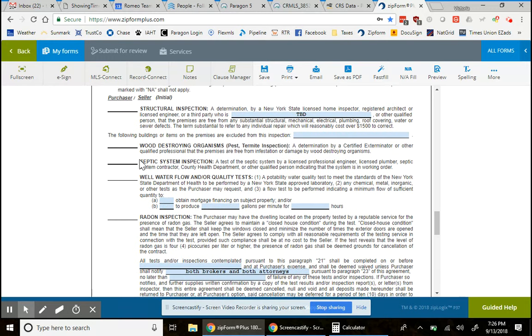Most of the time, you're going to use that strikeout feature to strike out septic and well. However, out in the boonies, most people are going to have septic and wells. What do we do here? Easiest thing to do is check this box here that says obtain mortgage financing. Or if you have a buyer who knows what they're doing and they have a particular requirement for their flow test, you can always say they want to produce 5 gallons per minute for 2 hours. Whatever they're requiring. That would be a really pretty good well right there.